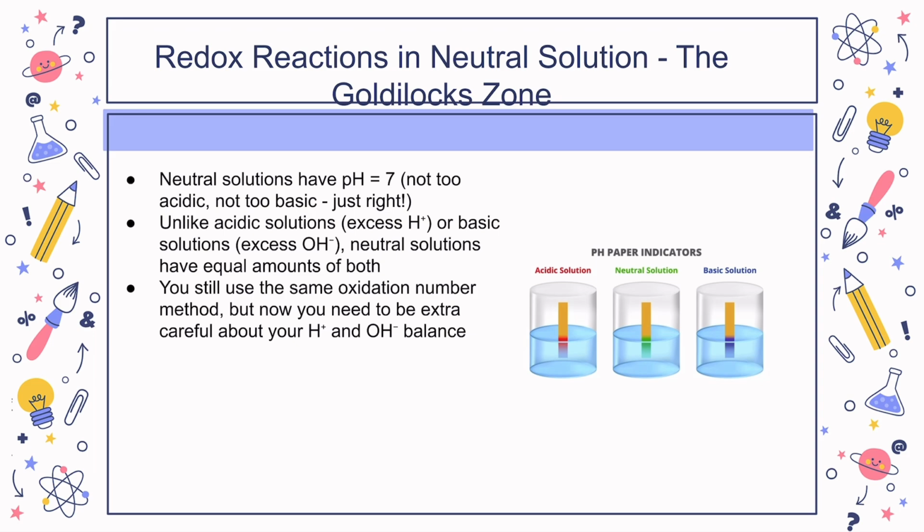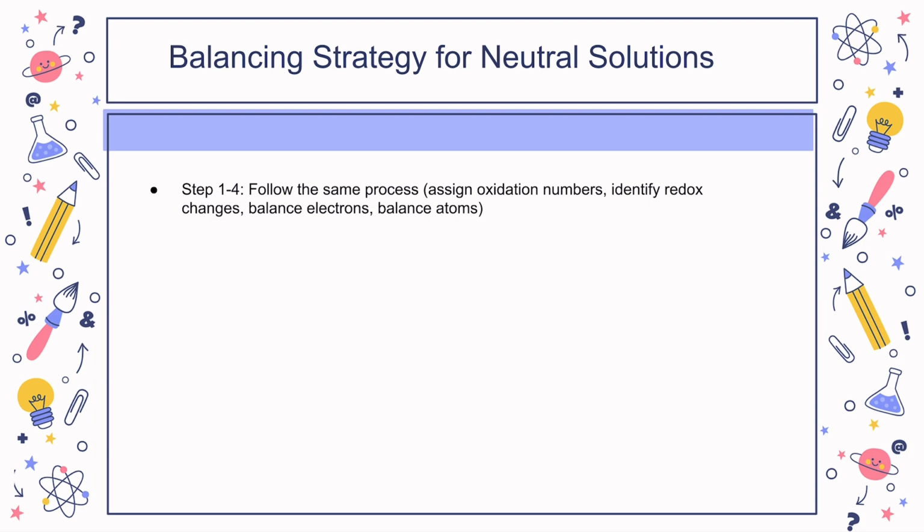So you'll still use the same oxidation number method, but now you need to be extra careful about the H+ and OH-. In fact, we don't add those anymore. So when it comes to neutral solutions, steps 1 to 4 are going to be identical to balancing in acidic or basic conditions. But once we've balanced the electrons and we've balanced the atoms, you can't simply add H+ and OH- anymore. Now we just have to do the old school balancing methods, and some people say just try numbers out until you get it right. And that's where the patience comes in. So bear with me, we're on for a bumpy ride.